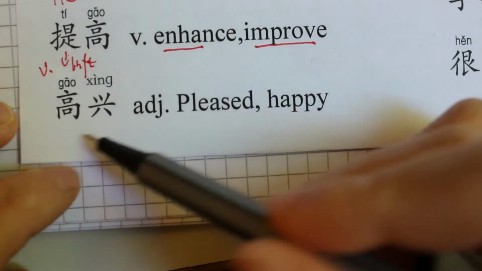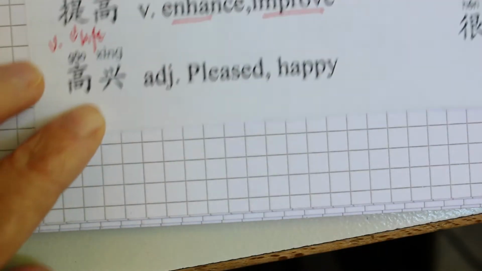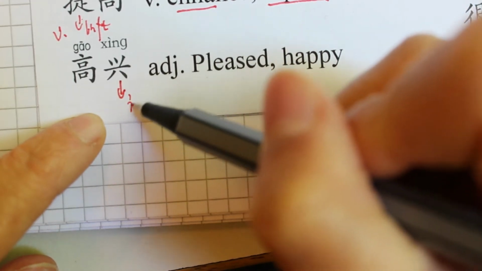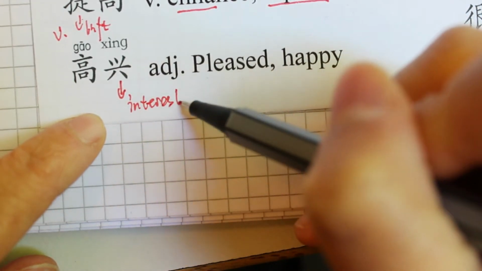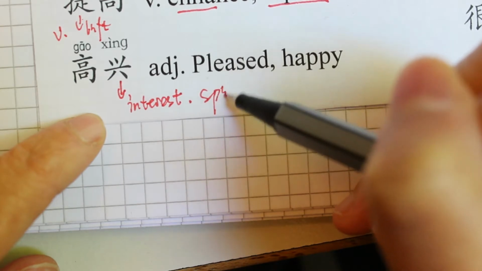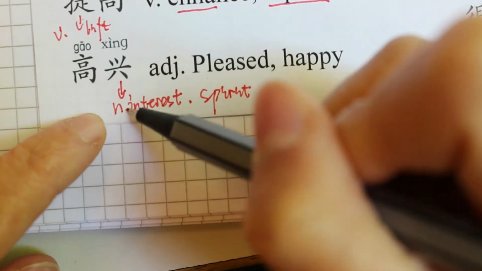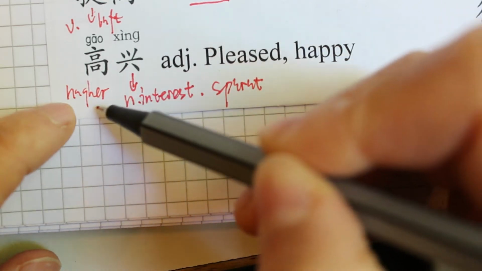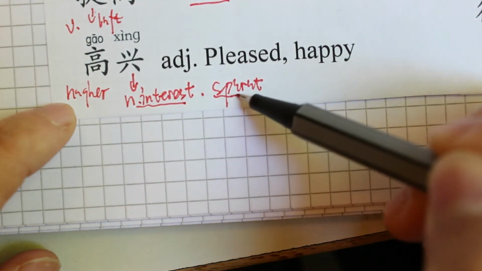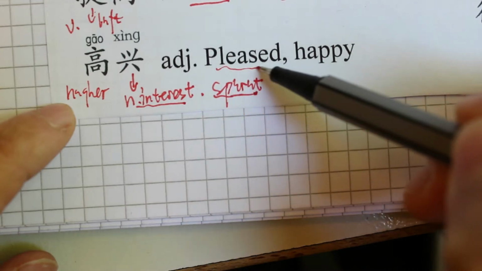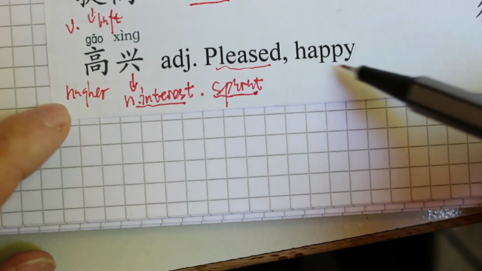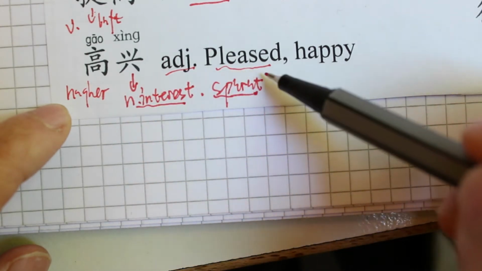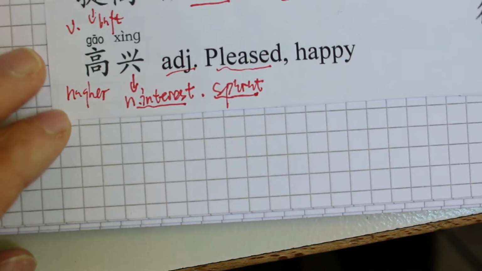And the next one, 高兴. Actually here 兴 has the meaning of interest, the spirit. It's a noun, so the high interest, the high spirit, it exactly means pleased and happy, used as an adjective. 高兴 means pleased and happy.